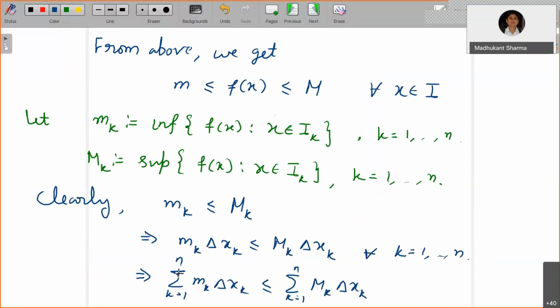Now if you recall, the left side of the inequality we called the lower sum, and the right side is called the upper sum. We have denoted the partition P as x0 to xn. So this tells you that for any partition P, the following will always be true: L(f,P) is always less than or equal to U(f,P).